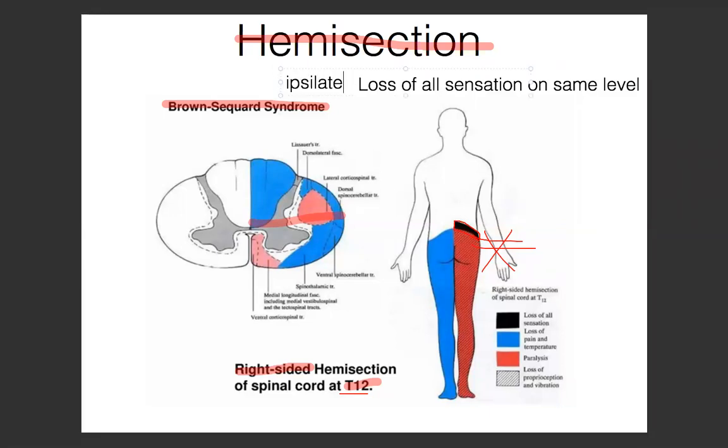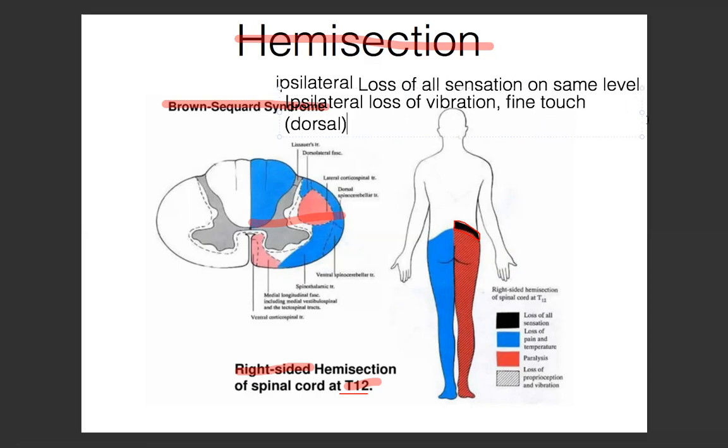So if it's on the same side, we call it ipsilateral, right? So first thing you get is ipsilateral loss of all sensation on the same level. Okay? Then you're going to be talking about what happens below the level. Below the level, you get ipsilateral loss of vibration, fine touch, and these things. So it's the dorsal column.